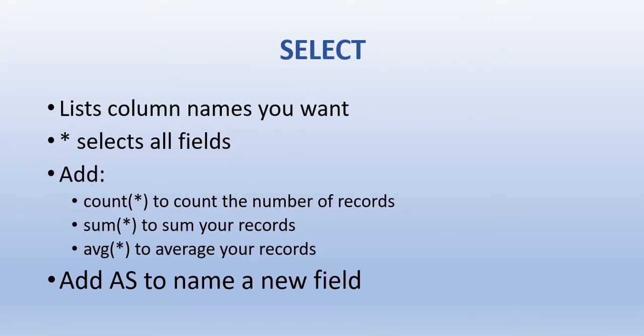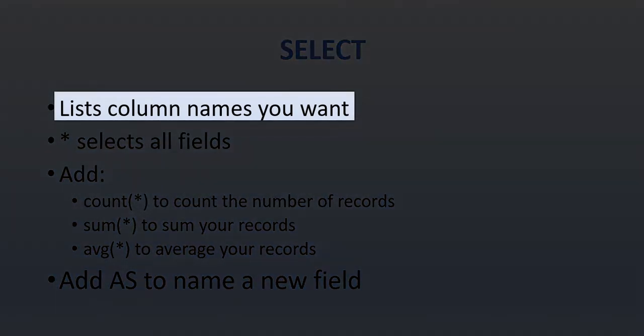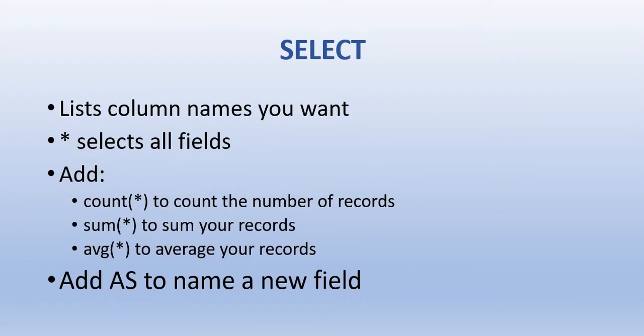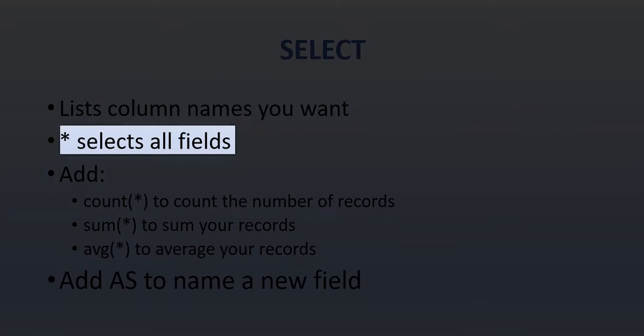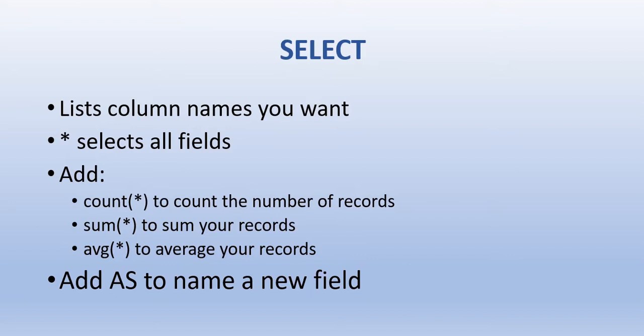Now the select line in your SQL code lists the column names that you want. You can select all the columns, or you can select just certain columns. And to select all the columns, you'd write select and then just the asterisk. And that asterisk, the shift 8, means select all the columns in my table.